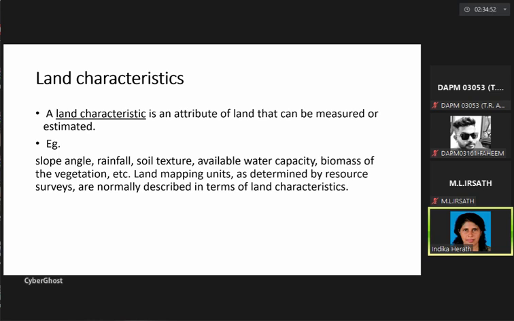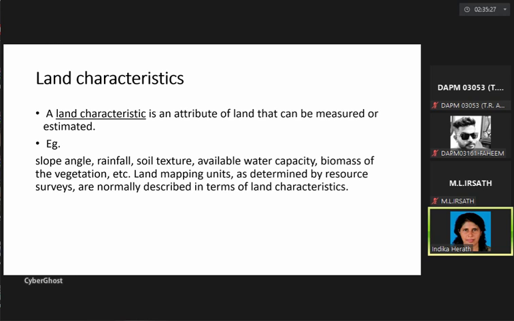Yes, rainfall can be measured, and the slope is also possible to measure. And soil texture is the particle size distribution in soil when it comes to land. So you have various particles on the ground, and the distribution of those particles. And available water capacity, that means the level of moisture that the land has and is also able to hold.